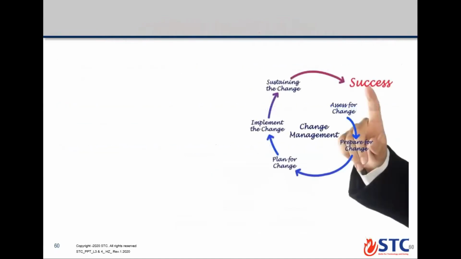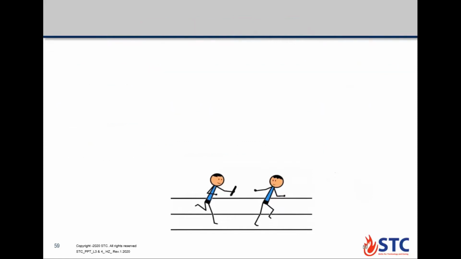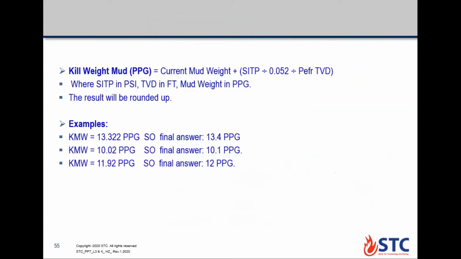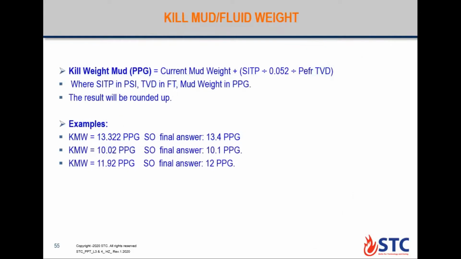Ahmed, can you go to slide number 54? I have a question there. 54? Yeah, no, this one, 55. Okay, kill weight mud equals current mud weight plus shut-in tubing pressure divided by 0.052 divided by perforation TVD. Can you explain this slide? In the example, only the kill mud weight is given, and then the final answer is given. So how is this calculated?